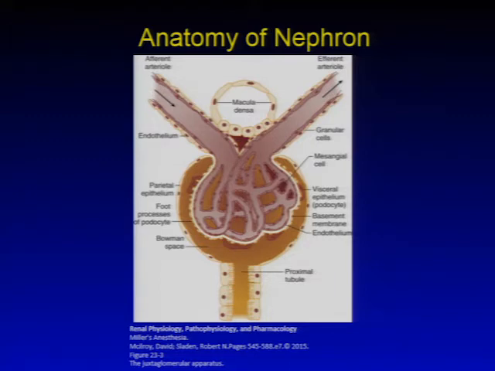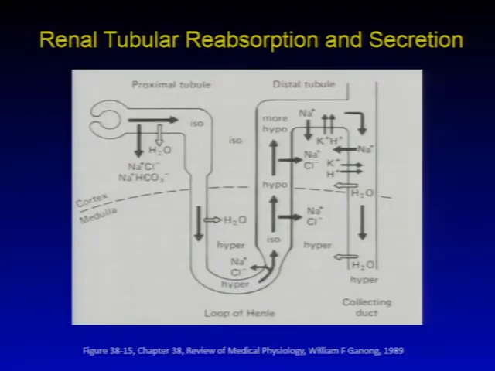The cells of the afferent and efferent arterioles in this section have modified smooth muscle that secrete renin. They also have baroreceptors and are innervated by sympathetic nerves. In the subsequent slides, we'll find out how the renin-angiotensin system works. Now we're going to talk about renal tubular reabsorption and secretion.